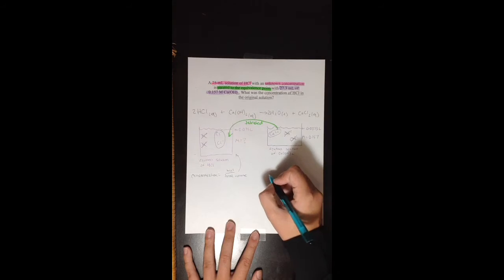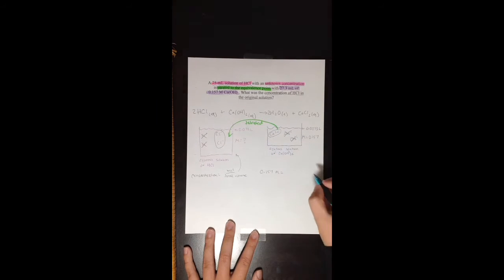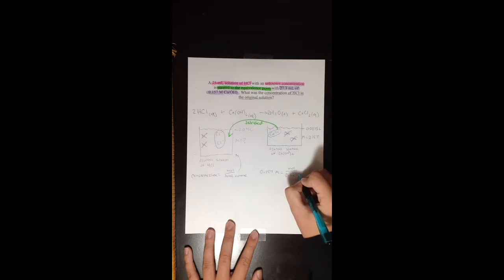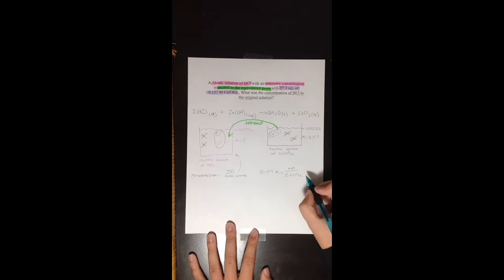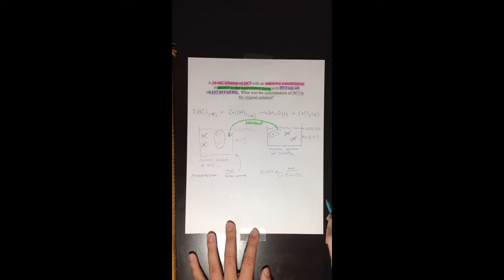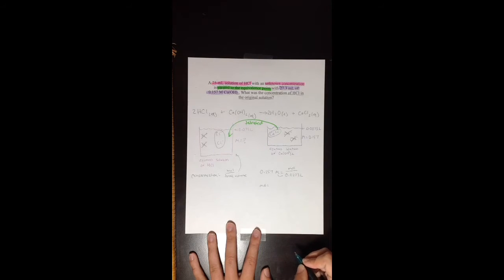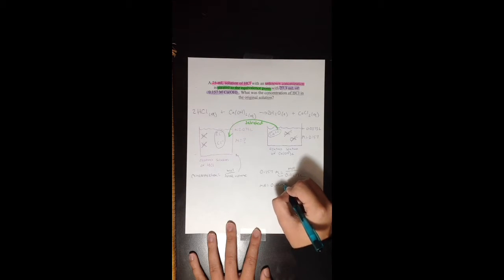So how we're going to do that is we're going to use the concentration given to us and the total volume to find the number of moles of calcium hydroxide. So we're going to plug in the 0.157 of calcium hydroxide. Moles is unknown, and the total volume is 0.273 liters. In order to solve this, you're going to do 0.157 multiplied times 0.0273. And when you multiply those together, you get 0.004281, and that's your moles of calcium hydroxide.